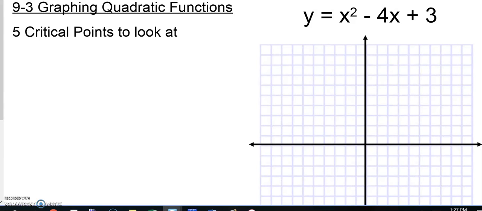Today's lesson looks at graphing quadratic functions, and we've talked about this a little bit, but today we're going to make it easier. So at least at this point in the game, we're going to look at 5 critical points when graphing a quadratic function. The most important point of a parabola or a quadratic is the vertex.